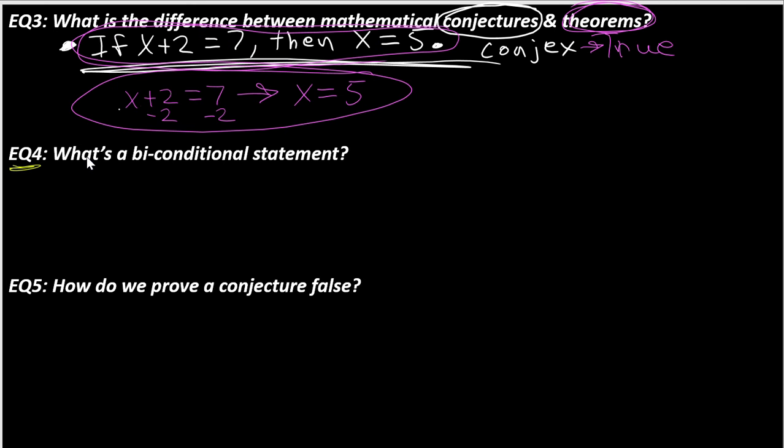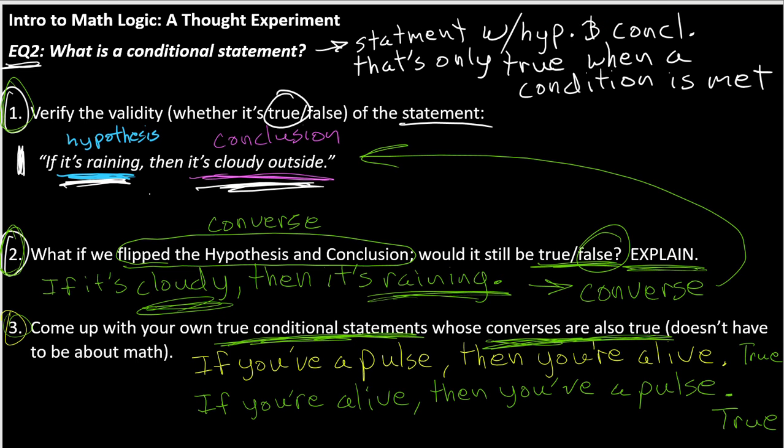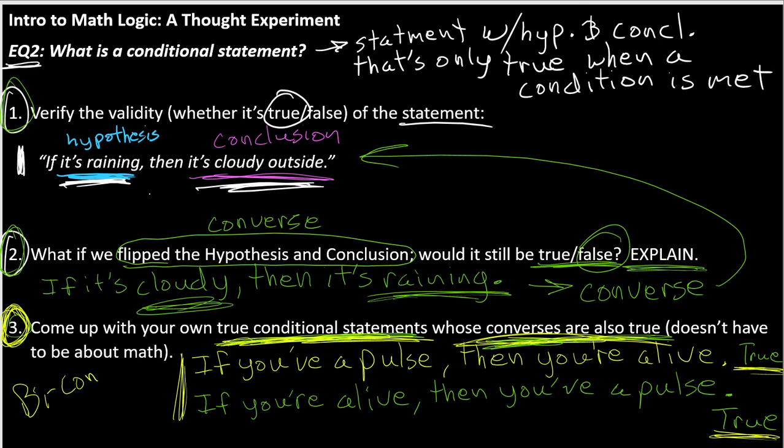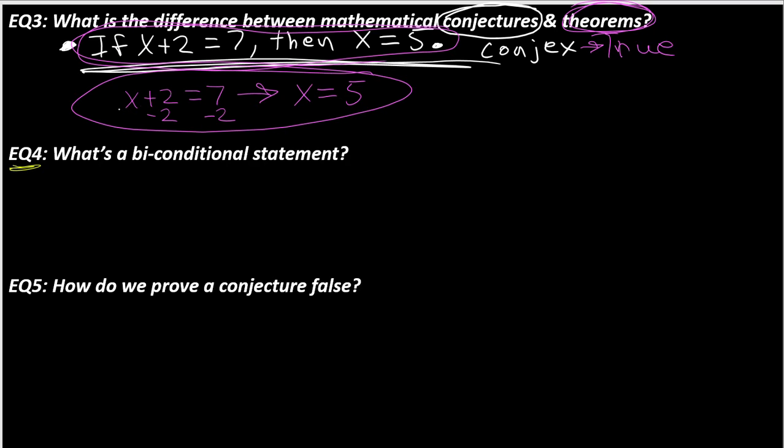Okay, so EQ4, what's a biconditional statement? So let's back up. So this example I came up with here, I came up with a true conditional statement whose converse was also true, right? So if you have a pulse, then you're alive. If I flip that into its converse, if you're alive, then you have a pulse, it's still true. So it's true originally and it's true in the converse. That means this guy is a biconditional statement.